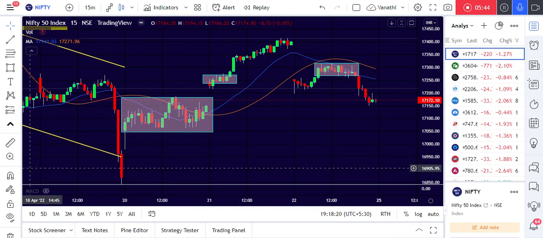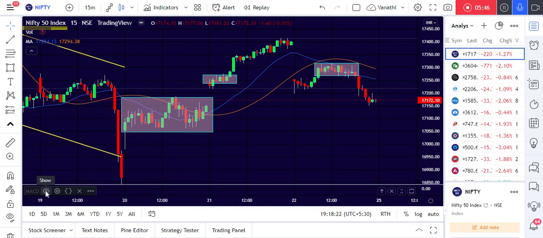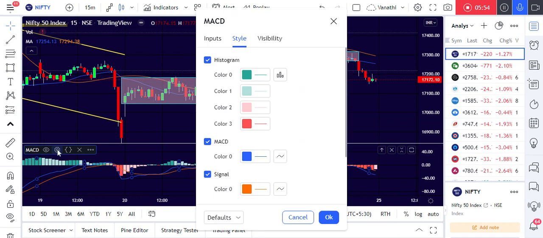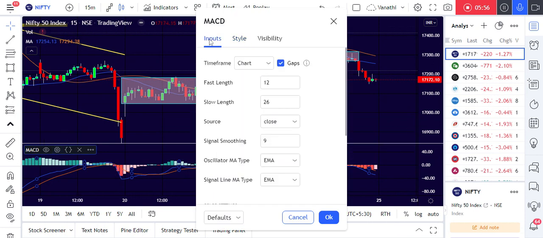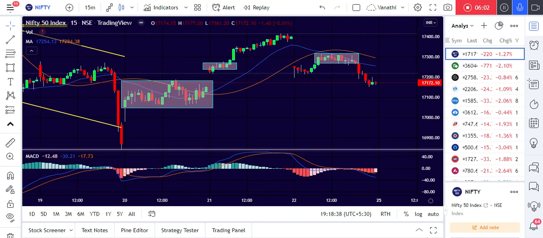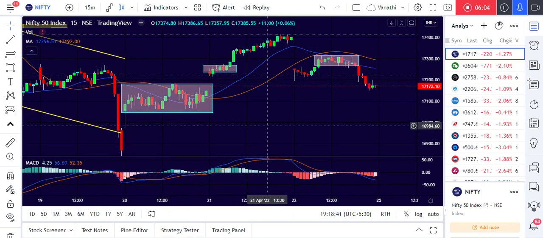For that I am using another indicator here. This is MACD, normal settings only. I didn't change anything here. This is the default setting. So I have applied MACD here, and let's see how to combine these things to find our right entry.